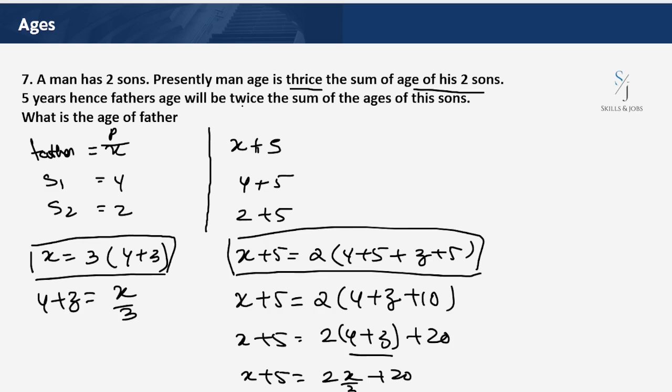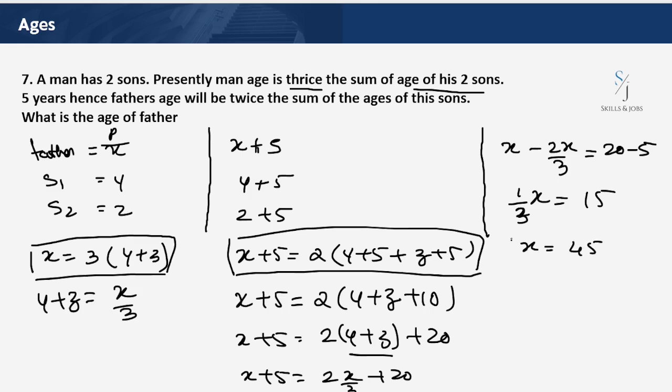If we solve this, we are going to get the value of x. x minus 2x by 3 is equal to 20 minus 5. So this is going to be 1 by 2x is equal to 15. Sorry, this is going to be 1 by 3x is equal to 15. x is equal to 45. So what is x? x is the present age of the father. And what is asked? What is the age of the father? So the present age of the father is 45 years. So this was a bit tricky, but very simple.